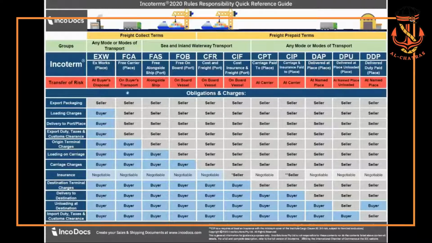Moving further along the supply chain, there are FCA, FAS, and FOB Incoterms. Under FCA, free to carrier, the seller will cover export duties, taxes, and customs clearance to get the products prepared for export. Under FAS, free alongside ship, the seller will cover the origin terminal port handling charges. Then it moves on to FOB, free on board. FOB is generally the most popular Incoterm that is used for containerized trade.